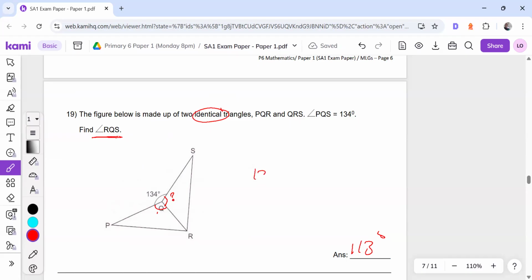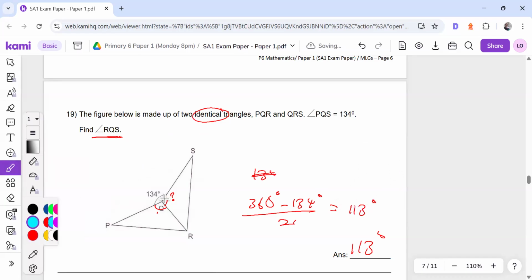Okay? So when you do angles, you must put the question mark so that you don't find the wrong thing. You take 360, angles that form a circle or angles at a point, minus 134, and then the answer you have to divide by 2, correct? And you will get 113 degrees. Understand? So there's a property here. The angles form a circle. That's why it's 360 degrees. Okay? Did you get the answer correct?